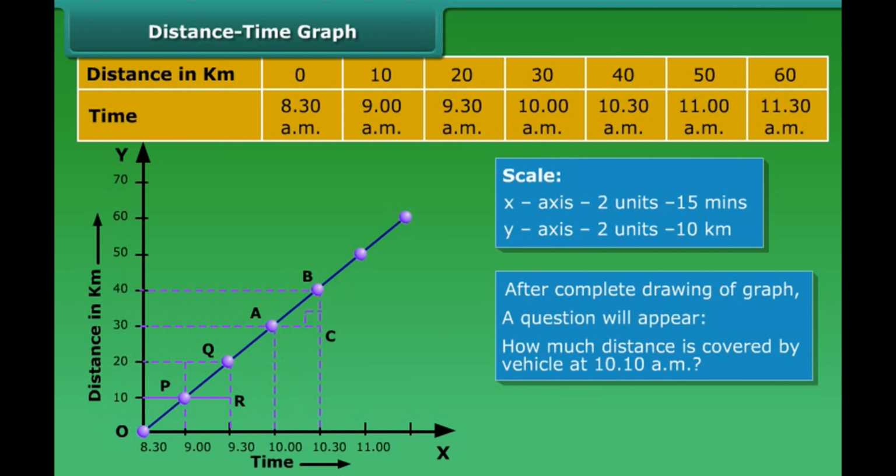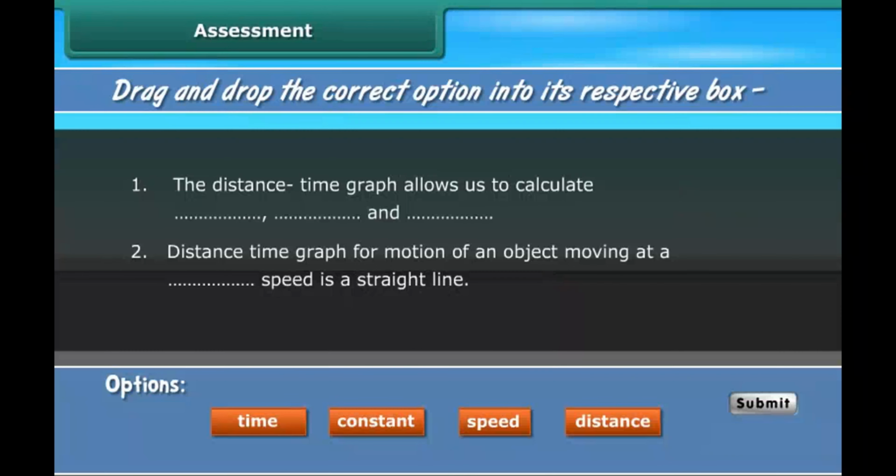Join all the points on the graph to get a linear distance-time graph which shows that the vehicle is moving at a constant speed. From this graph, we can calculate the distance covered by the vehicle at a particular moment. We can calculate the time at a particular distance from the starting point. In the same way, we can calculate speed also. Fill in the blanks with the correct answers.